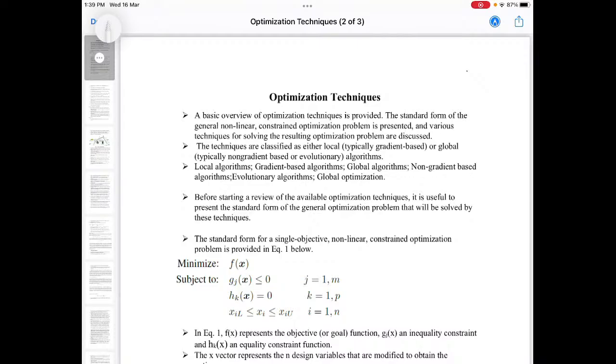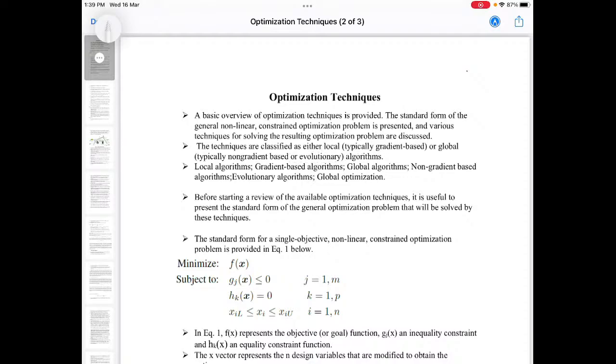So let us see the basic overview of optimization techniques. A basic overview of optimization techniques is provided. The standard form of general nonlinear constrained optimization problem is presented, and various techniques for solving the resulting optimization problem are discussed. The techniques are classified as either local, that is typically gradient based, or global, typically non-gradient based, otherwise called as evolutionary algorithms.